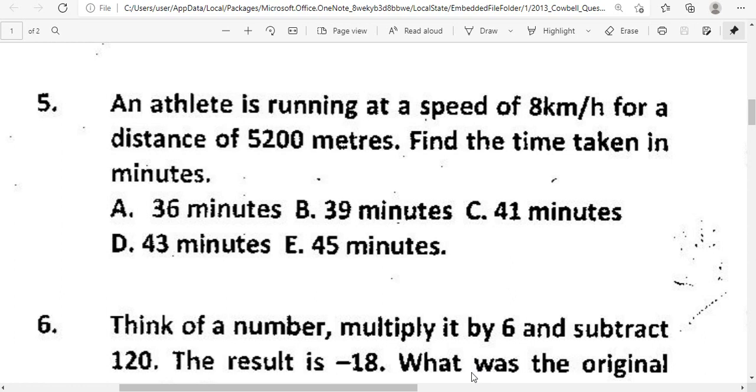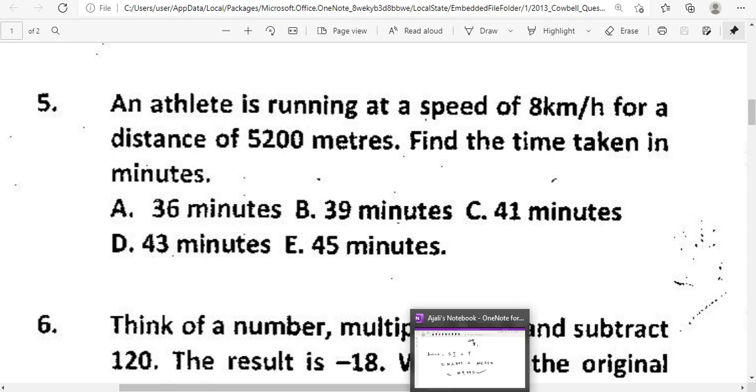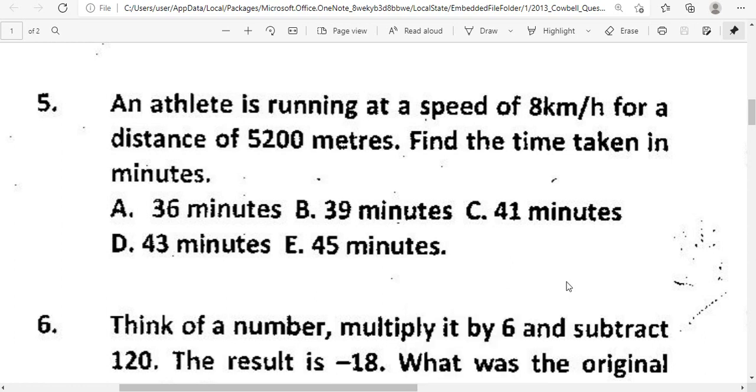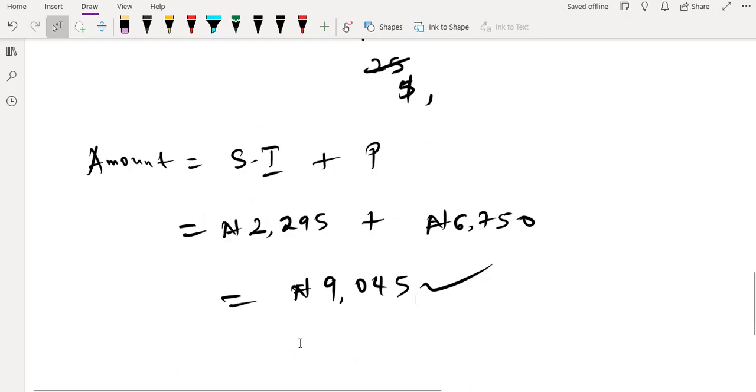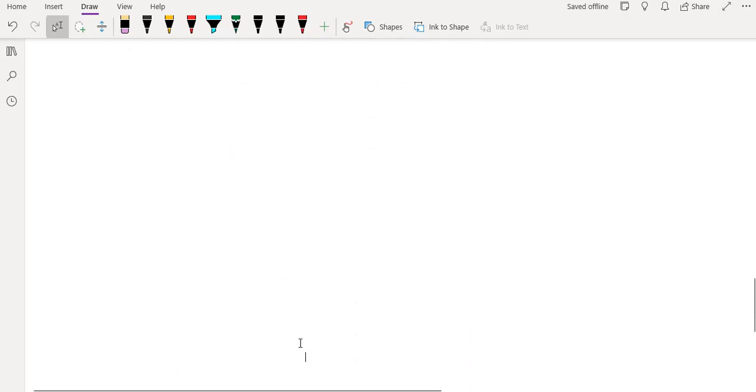39 minutes. Okay, read the question, please. An athlete is running at a speed of 8 kilometers per hour for a distance of 1,200 meters. Find the time taken in minutes. So we have the speed, we have the distance, we are looking for time, right? Yes. Okay. That's number 5.